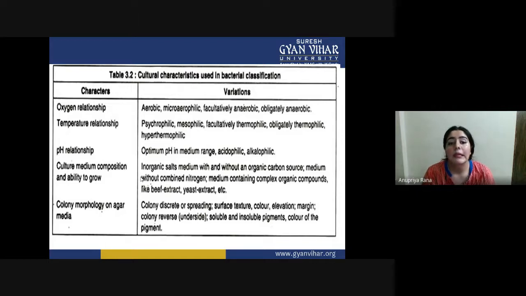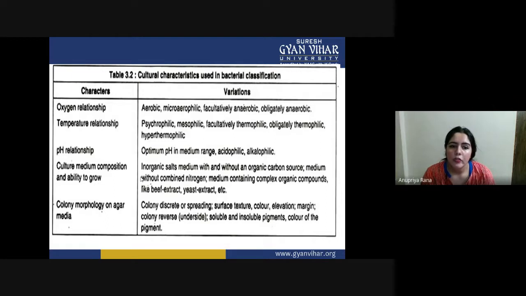Temperature relationship varies. Some can live at a very high temperature. Some cannot even tolerate moderate temperature. Some have to live at a very low temperature, in very icy conditions. That depends, and on the basis of those we can classify them. pH relationship: optimum pH, medium, acidophilic, alkalophilic. Acidic is below 7, alkaline is more than 7, and optimum pH is 7. These things also affect how the bacteria will be cultured.